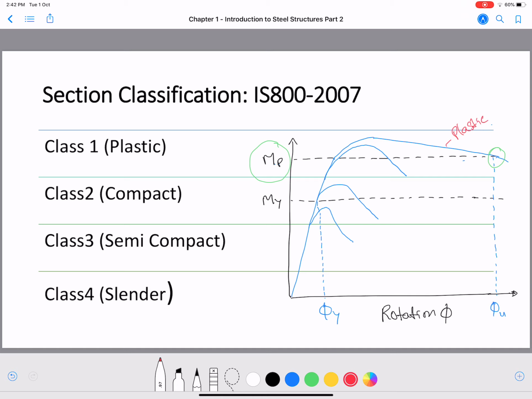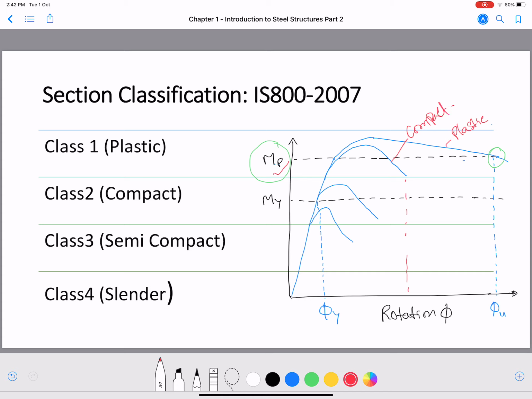Plastic section. Now, compact section. It can develop its plastic moment MP. This also will develop the plastic moment. What is that? Compact section. But it allows only a limited amount of rotation. The limited amount of rotation will be up to a certain point. That means local buckling of that element will prevent the required rotation. So this section is called a compact section.